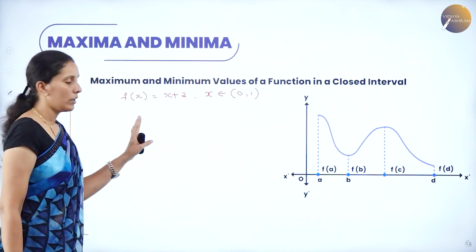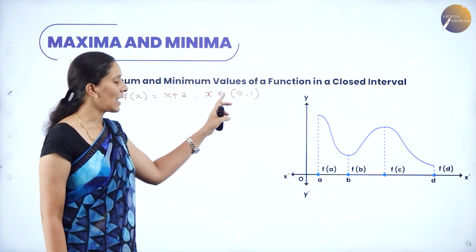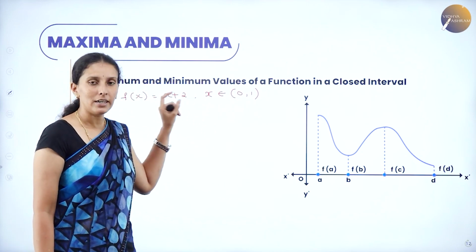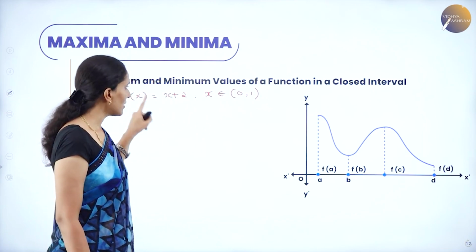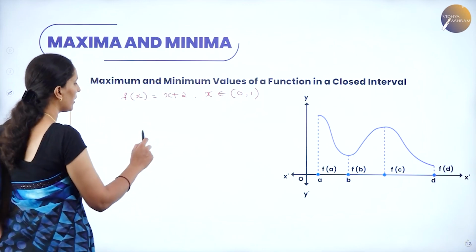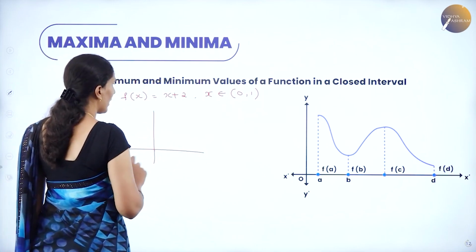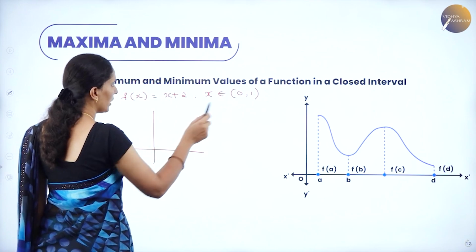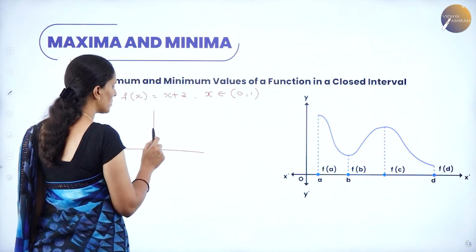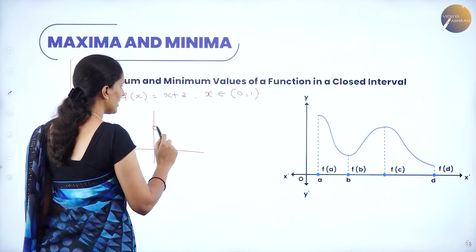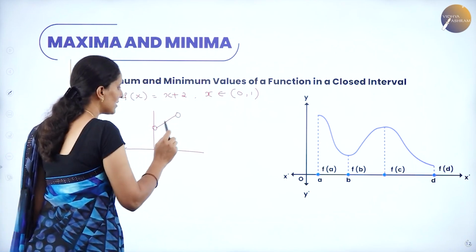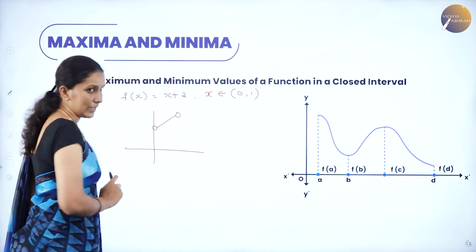If you see this, f of x is continuous in the interval (0, 1), but you can neither exactly specify what the maximum value is nor what the minimum value is for this function. If you plot a graph for this, you can't take 0 here, so at 0 the value will be almost equal to 2, and it will be a straight line like this until 1. Within this interval, the function is clearly continuous.